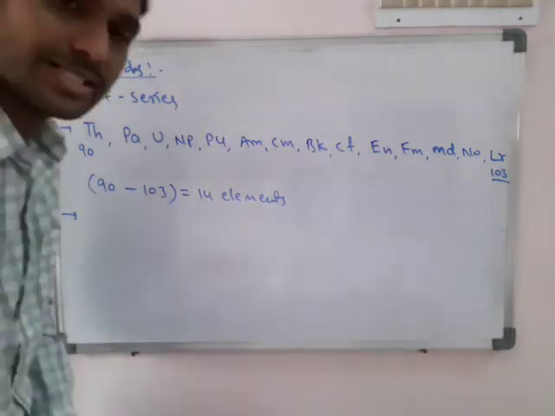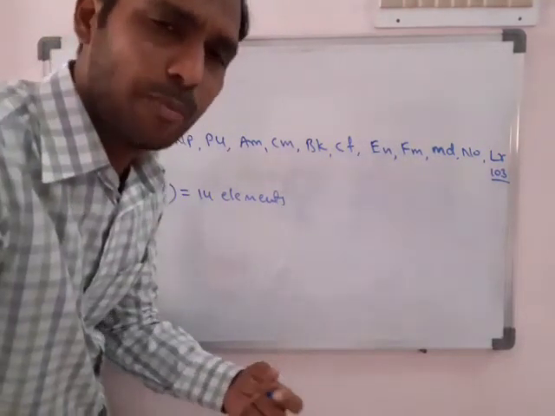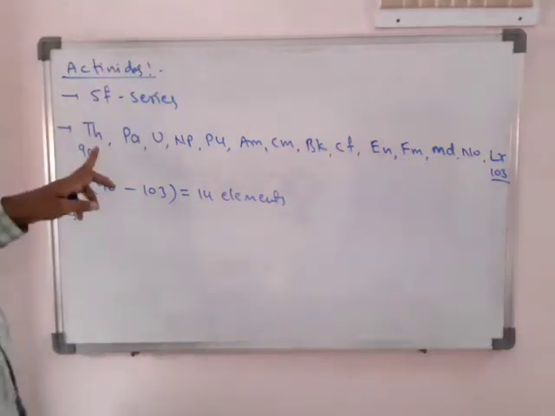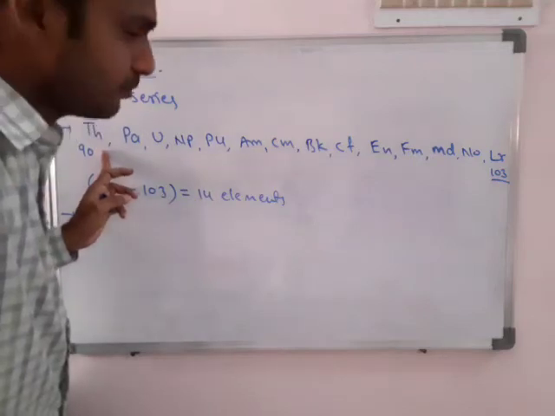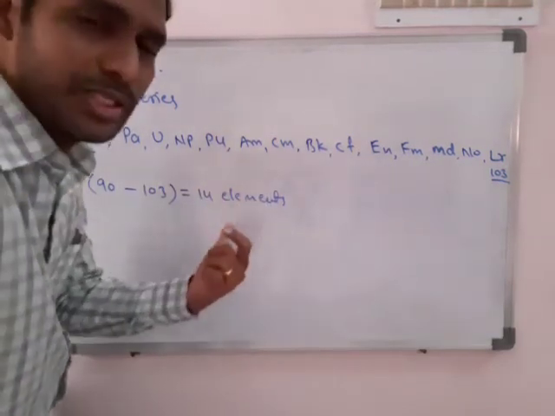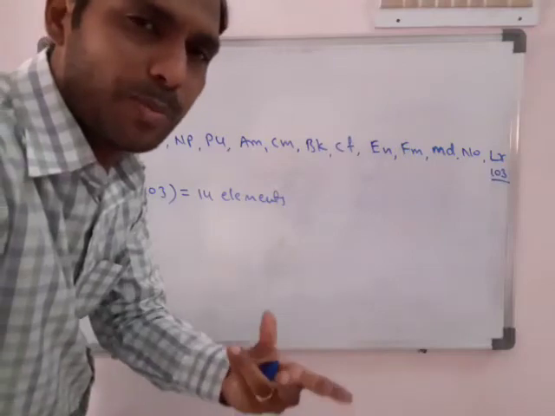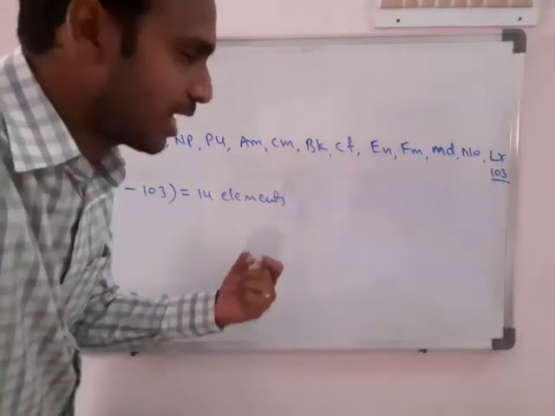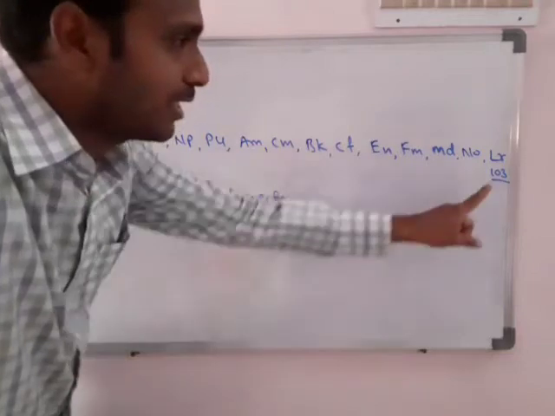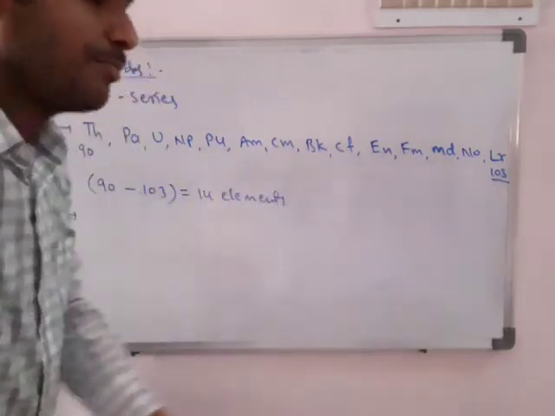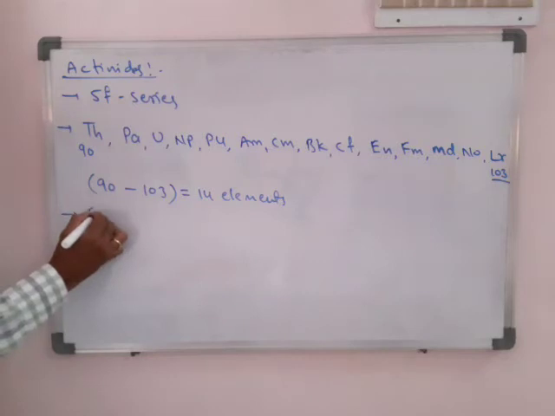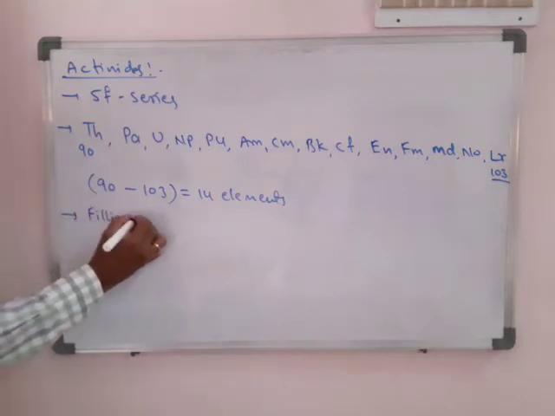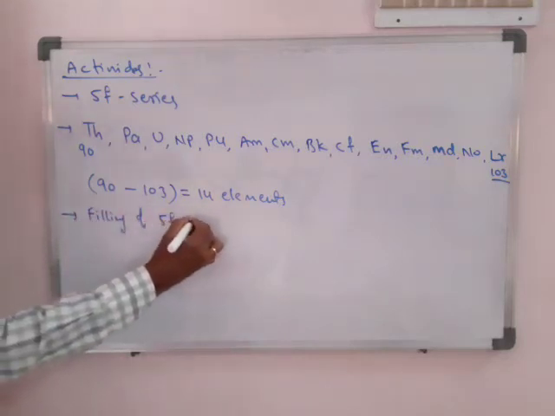Now we see why they are treated as 5F series elements. Because at thorium the configuration starts with 5F, 5F1 onward. But there is abnormal configuration, like copper and chromium in the 3D series, there are some abnormalities. But finally lawrencium has 5F14. Means in these elements the 5F subshell is substantially and continuously filled.